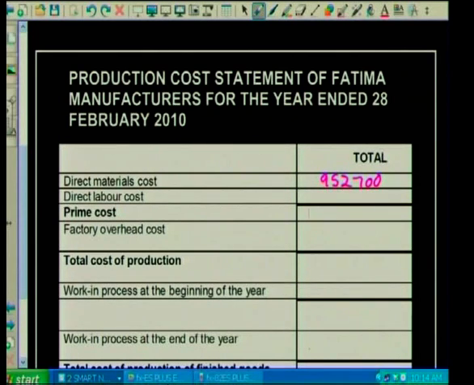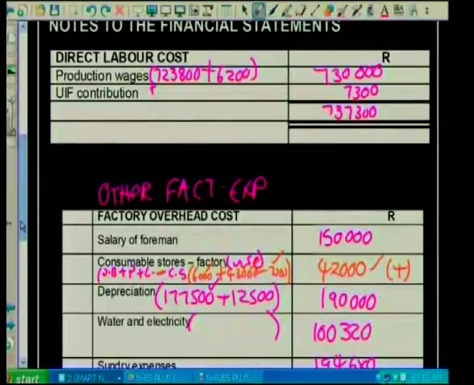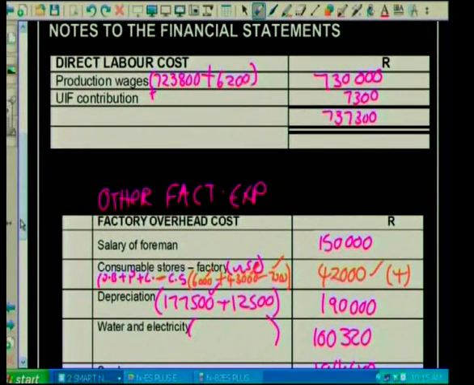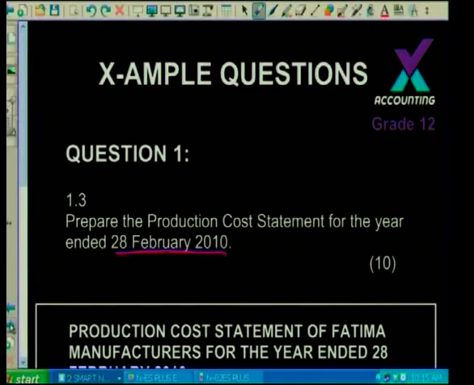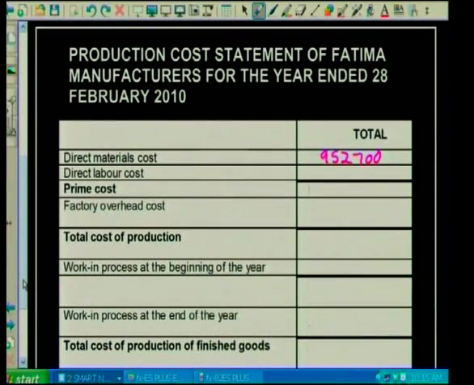Right, next item is my direct labor cost. Again, I've done this note. So let's go to the note and let's pick up the figure that we've calculated. Your direct labor cost was calculated at 737,300. So again, simply taking it through to your production cost statement, direct labor cost, an amount of 737,300.